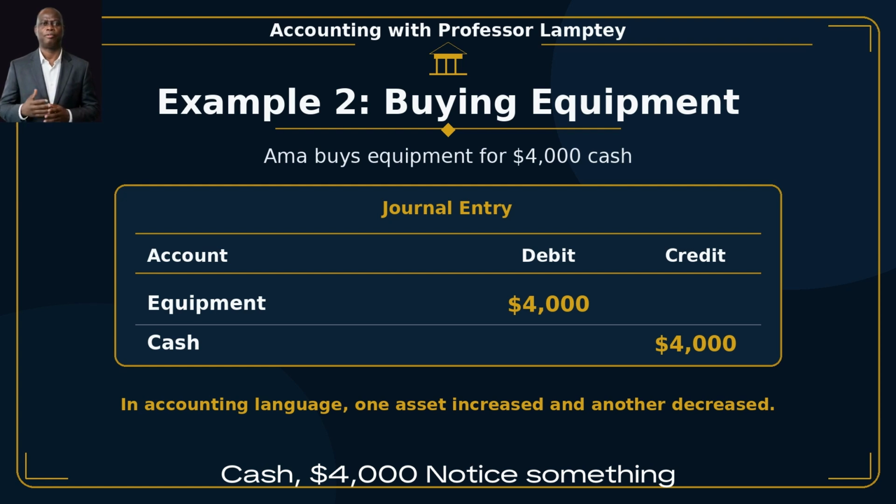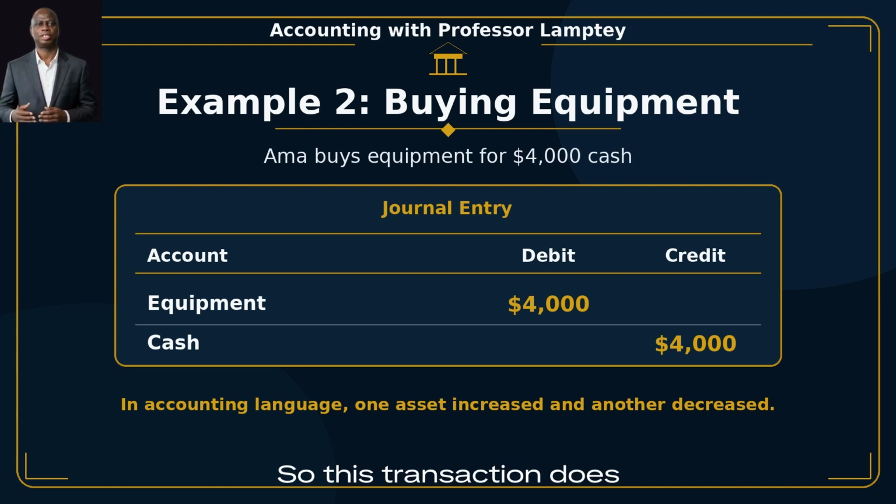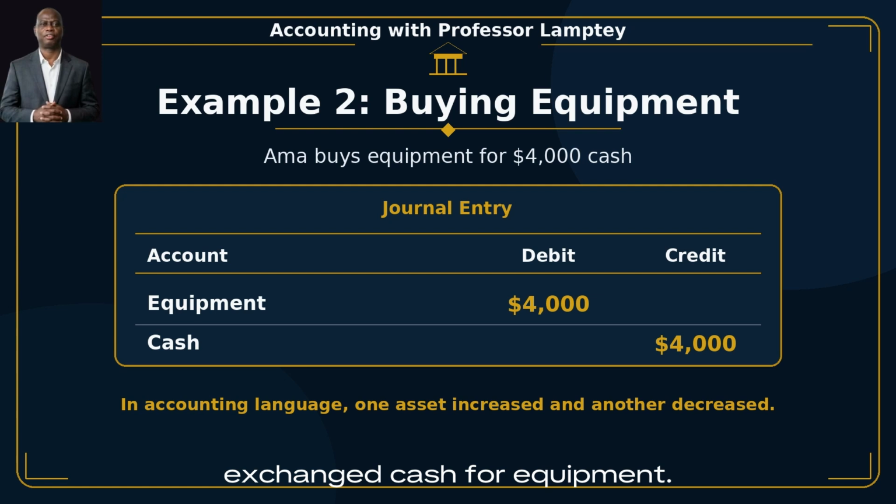Credit cash, $4,000. Notice something important. Both accounts are assets, so this transaction does not increase total assets overall. It simply changes the form of the assets. In everyday language, Amma exchanged cash for equipment. In accounting language, one asset increased and another asset decreased. Accounting says the same thing, just wearing a suit.